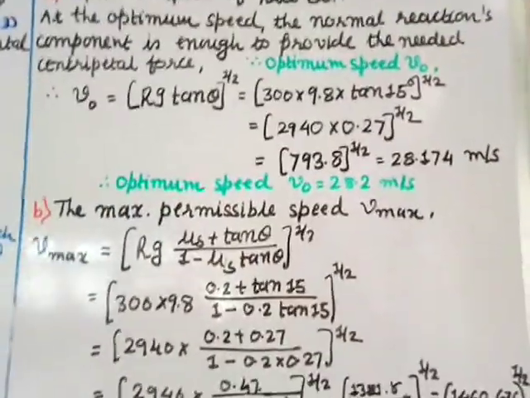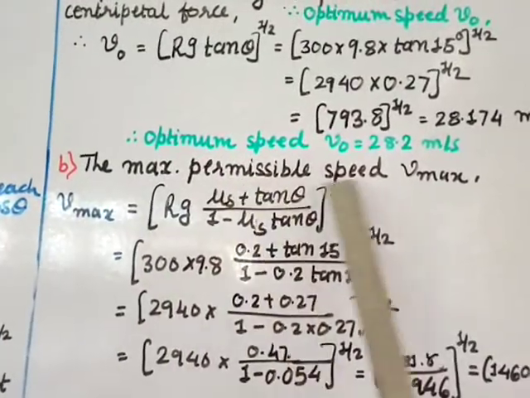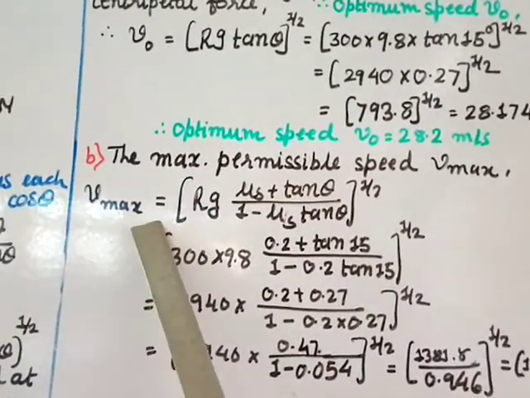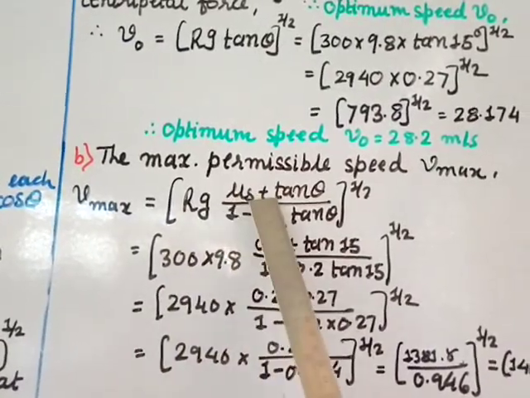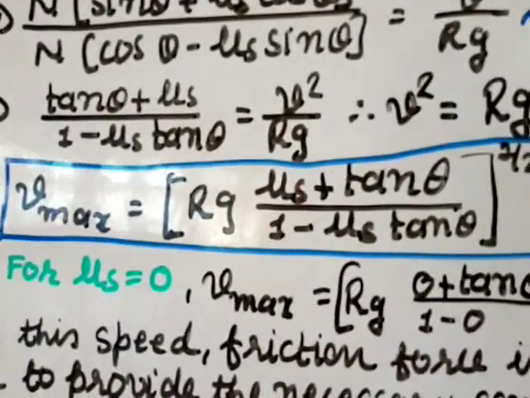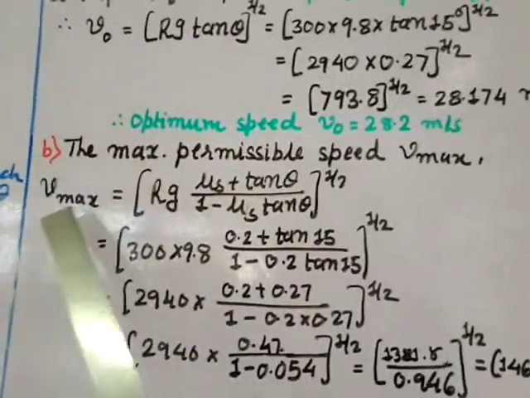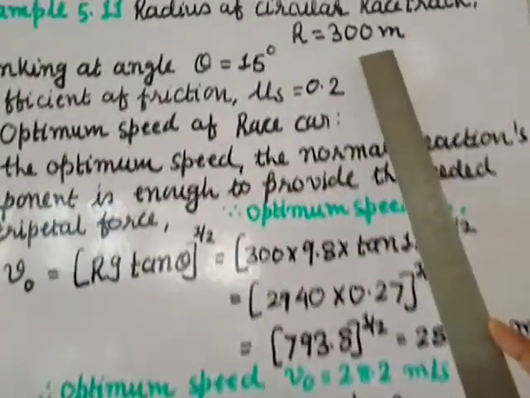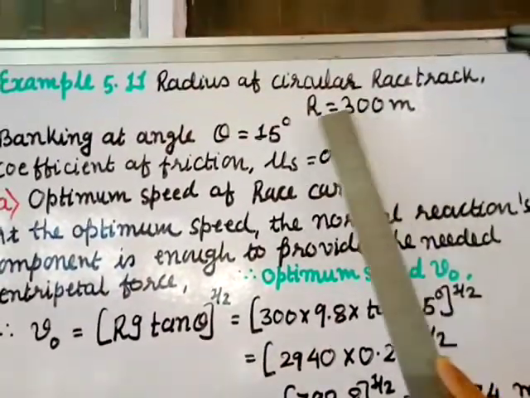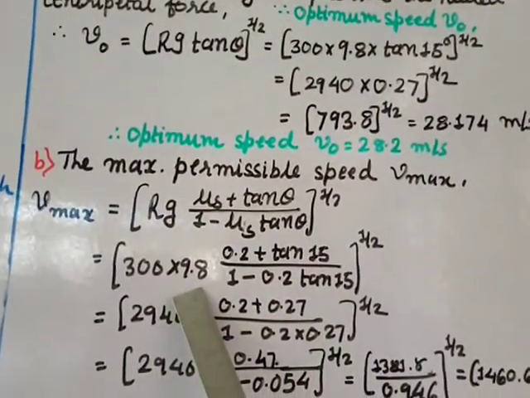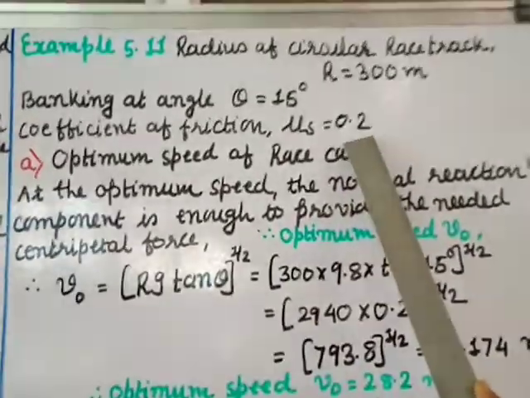Then the second part, they have asked us the maximum permissible speed, V maximum. The formula we just proved before: V maximum is equal to [Rg (mu s plus tan theta) divided by (1 minus mu s tan theta)] power 1 by 2. Okay, this is the formula which we have already proved, so I am using that formula. So V maximum equal to, R value is 300 given to us, the radius of the track, and g is the acceleration due to gravity, 9.8.